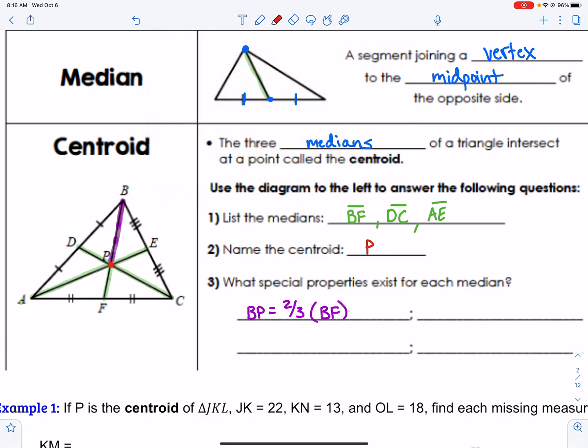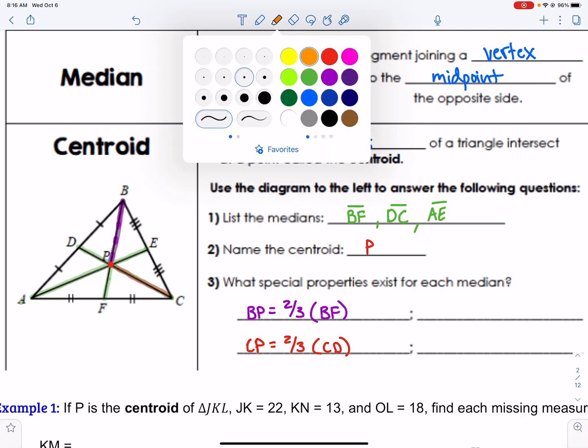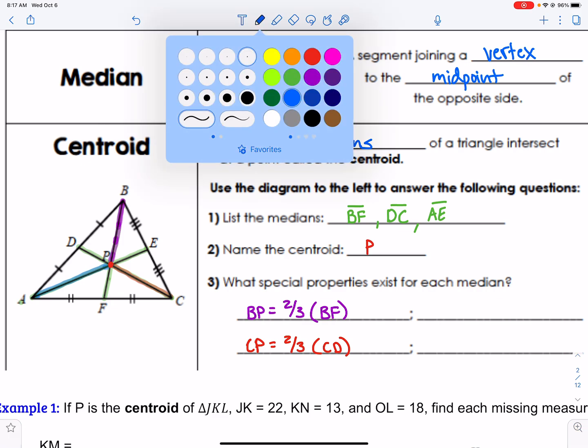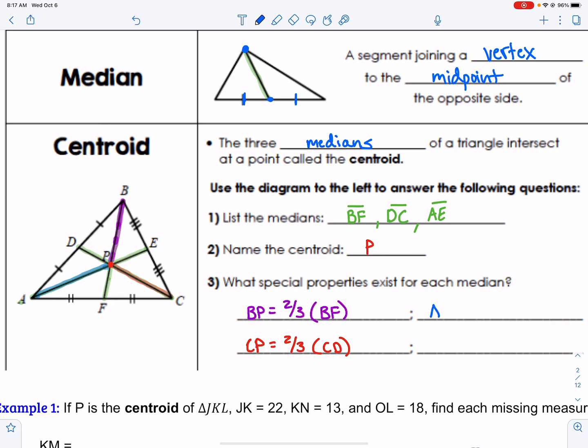So we would say that this longer segment of median CD is 2/3 of the total length. So we would say that CP equals 2/3 of the total length of CD. And then let's do that one more time. Let me grab a different color. Let's see, what about blue? So let's say AP, so this longer segment of AE is 2/3 of the total length. So let's say AP equals 2/3 of AE. So it's like a 2/3, 1/3 ratio.